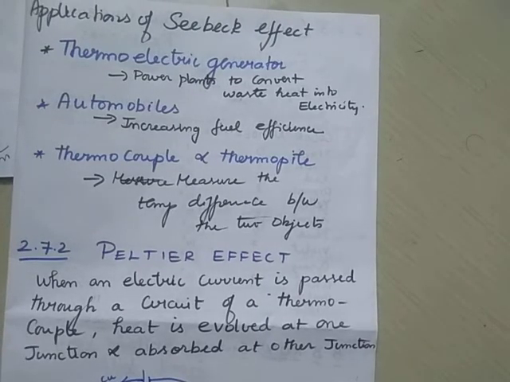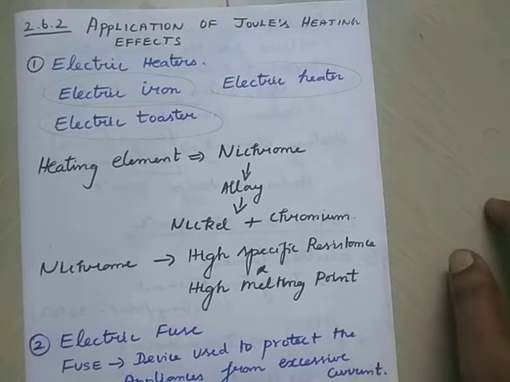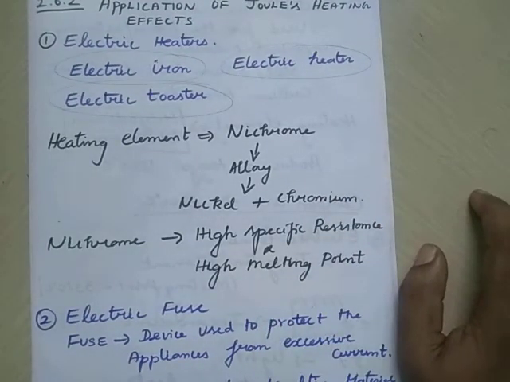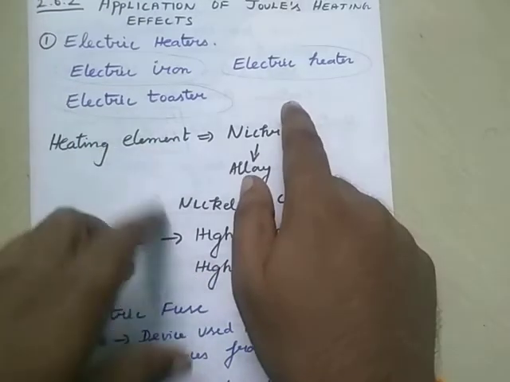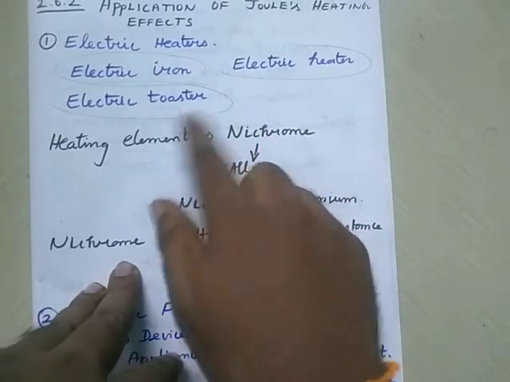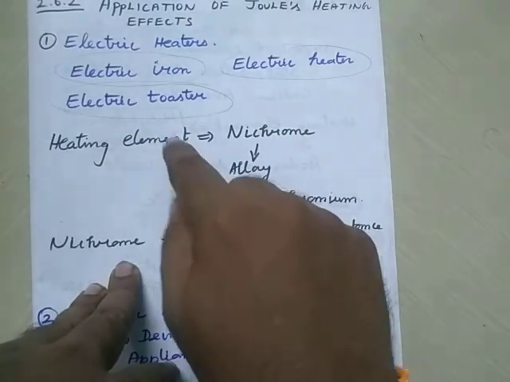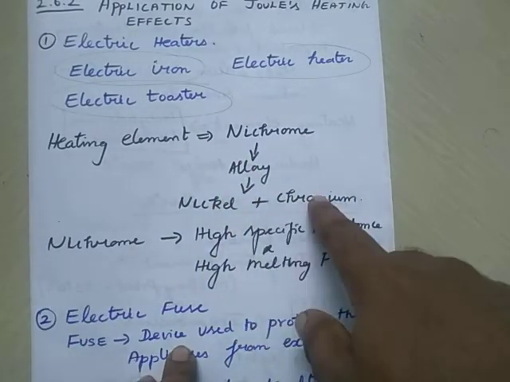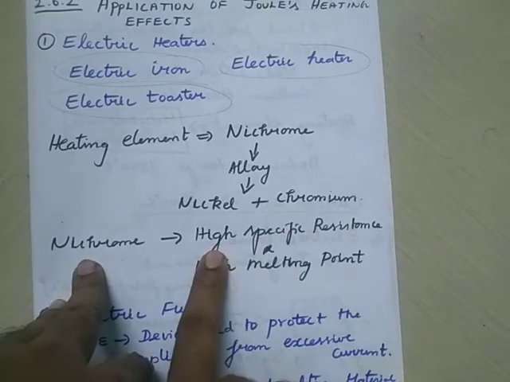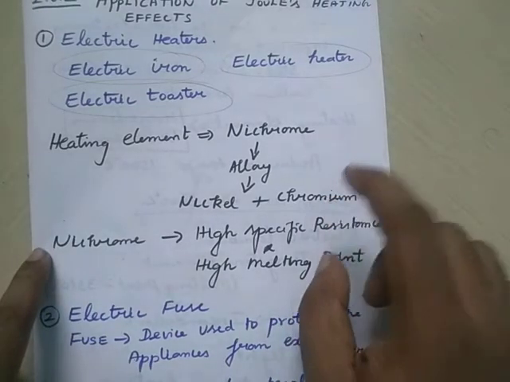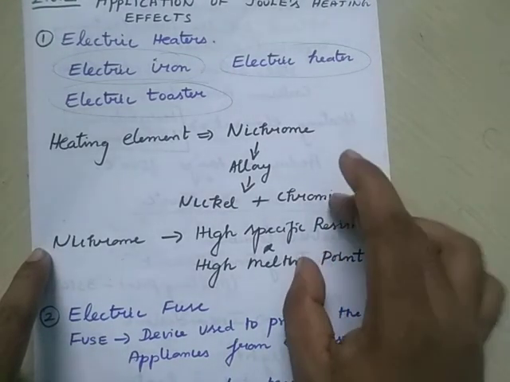One more thing we missed, that is applications of Joule's law. Here, the first application of Joule's law of heating is the electric heater. These are the appliances that are represented as electric heaters. In these appliances there is a heating element. That heating element is nothing but nichrome, an alloy of nickel and chromium. We know the characteristics of nichrome are a high specific resistance and a high melting point. Due to these characteristics, it can withstand high temperature.